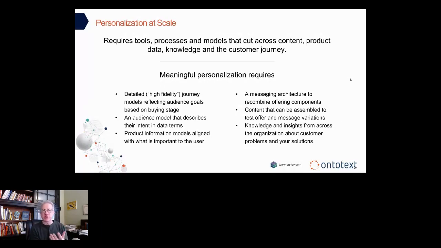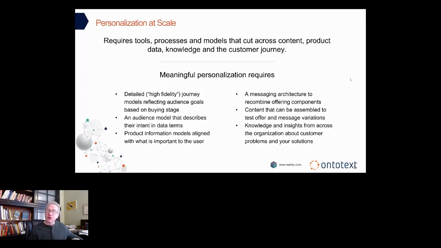And that's not tenable, because we have very complex customer attribute models, and that comes from an identity graph, a customer identity graph. We also need the product data models aligned with what's important to the user. As I mentioned before, the procurement manager is going to care about different things than the design engineer or the maintenance engineer, for example.